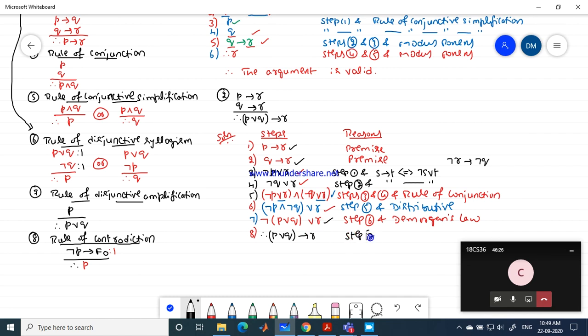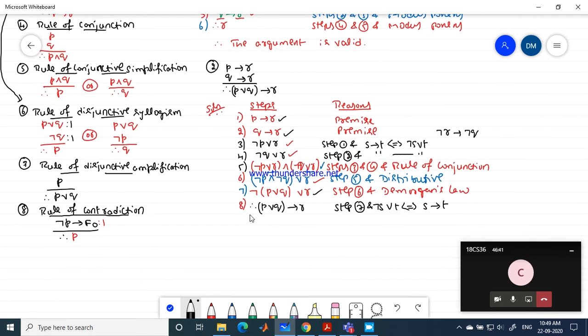So we should use step 7. Negation of S disjunction T logically implies S implies T. That's all. When you are doing this problem, writing this 'therefore' is a must. Without that you may lose marks, because otherwise we claim that it is not concluded there. So therefore the argument is valid.